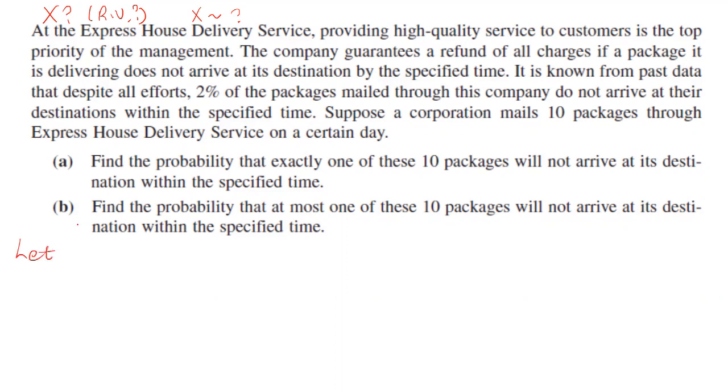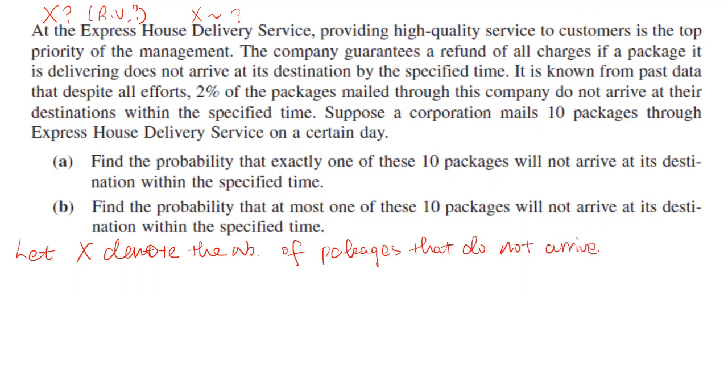So first of all, we should explicitly state that X denotes the number of packages that do not arrive in time. Then here X is a random variable, right? Because you mailed 10 packages, X denotes the number of packages that do not arrive in time.